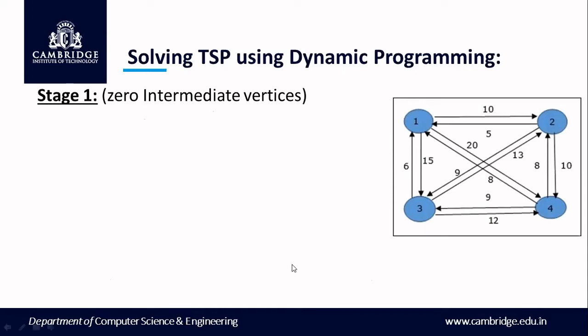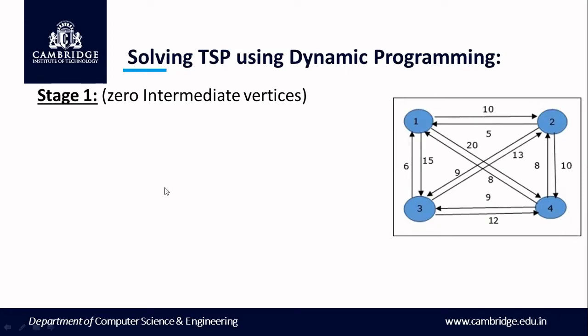As we can see here, we have a problem with a 4 vertices graph, and each vertex has an outgoing edge and an incoming edge. That means every vertex has an outgoing edge to every other vertex, and in the same way every vertex has an incoming edge from every other vertex available in the graph. So in this case, it is a complete graph. We are taking this complete graph and performing the traveling salesperson problem solution.